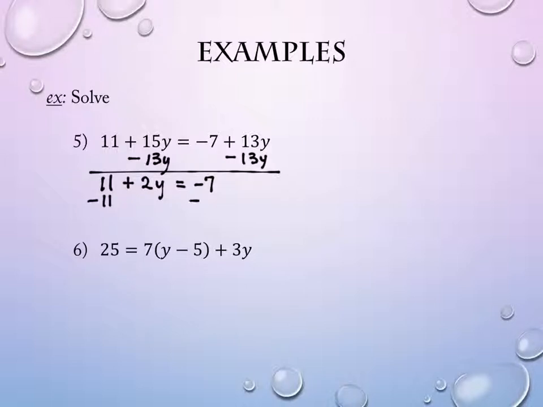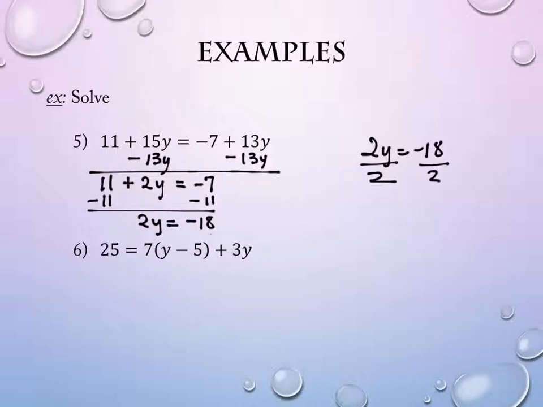Subtract 11, you got it. So 2y, good. Yes, you do. So, you got it. Y is -9. Okay.